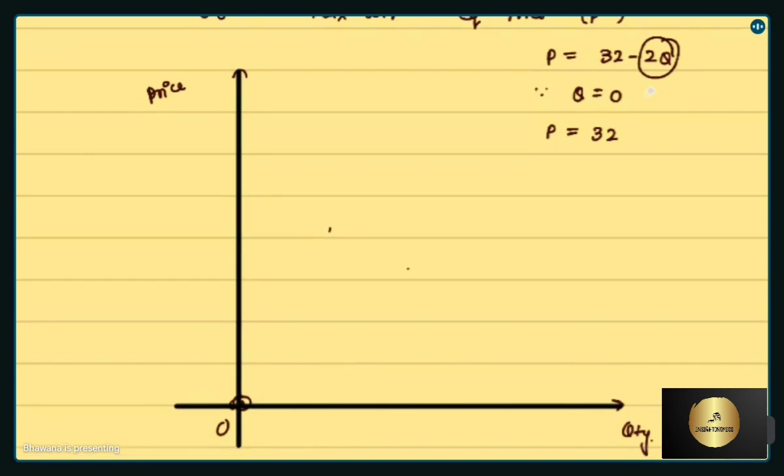So this 32 price, here you have this price 32. Let's say we denote it as P. This represents your maximum willingness to pay. So this 32 is your maximum willingness to pay. Now we have to find the horizontal intercept. For that, consider price is equal to 0. Put price equal to 0.